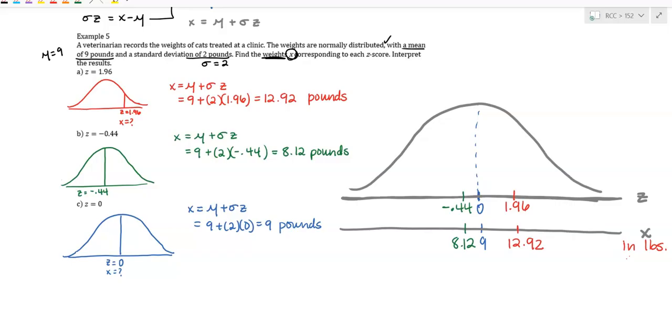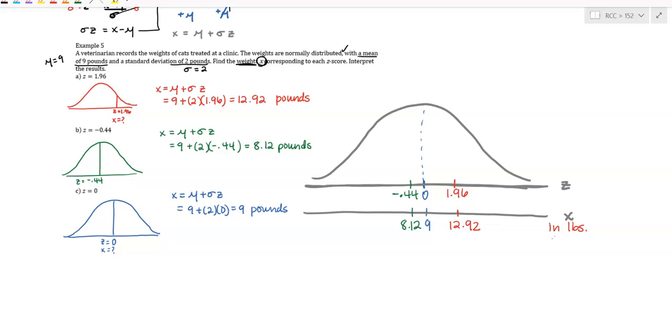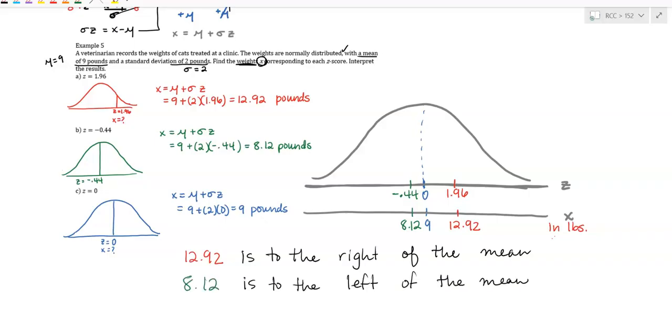So our interpretation of that, we can see that 12.92 is to the right of the mean, is larger than the mean. We can also see that 8.12, which is what we have there in green, is to the left of the mean. And then finally, we can see that 9 is the mean.